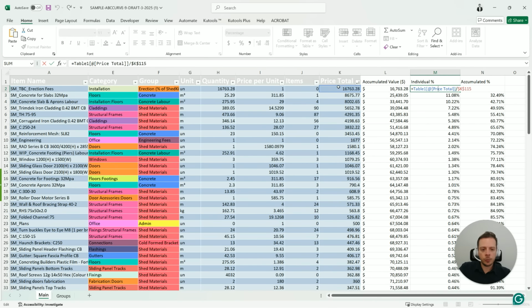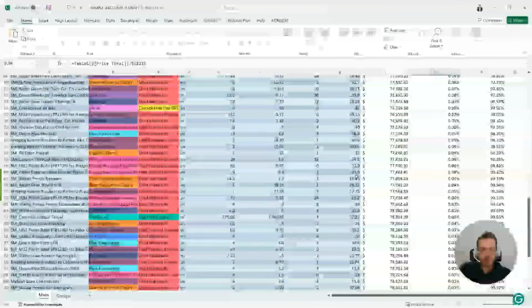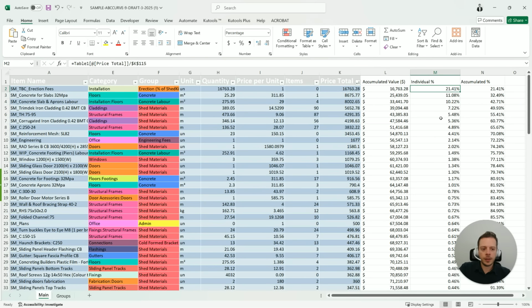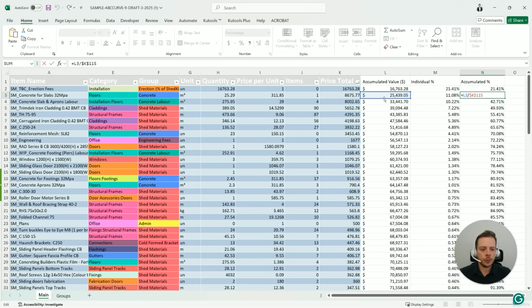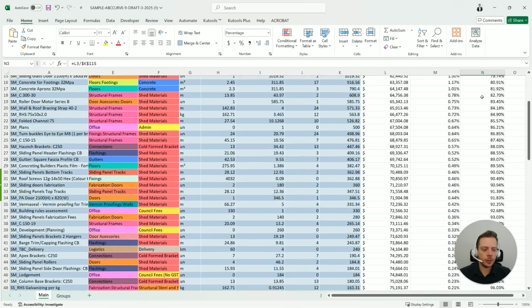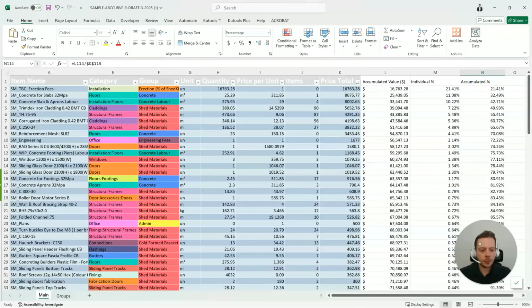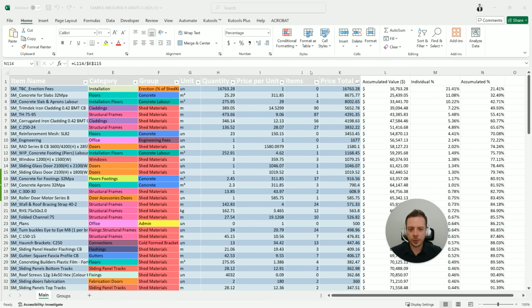Also on the side, I created an individual column. This is the price total for that specific item divided by the total price, and then I can see how much of the shed that price represents. I also created another one, so you have different data to play with, that I call the accumulated percentage. It's the same as this one, but instead of the value, we accumulate the percentage. So this one plus the other, and by summing all of these, we get to 100% of the shed price. Okay, so this should be enough for us to play with.